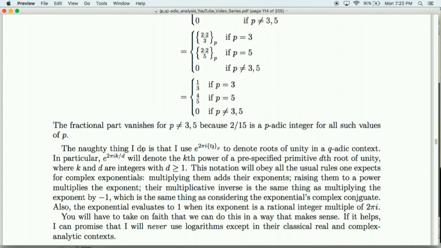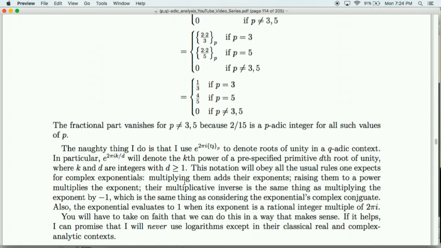Yes, so in particular, to get into the details of the notation, I'm going to use e to the 2 pi i k over d to denote the kth power of a pre-specified primitive dth root of unity, in whatever field we're working in. This notation will obey all of the usual rules one expects for complex exponentials. Multiplying two exponentials means you add the exponents. Raising an exponential to a power multiplies the exponent, and the multiplicative inverse of the exponential is the same as multiplying the exponent by -1. Also, the exponential evaluates to 1 when its exponent is a rational integer multiple of pi. You'll also have to take on faith that we can do this in a way that makes sense. I will explain it later, but I refuse to do so now.